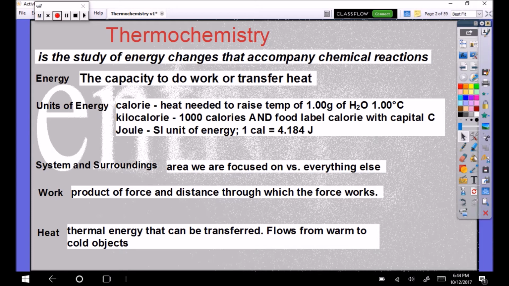And then we have heat. Heat is just thermal energy. Remember, there is a difference between heat and temperature. Temperature is a measure of the average kinetic energy, aka thermal energy. In this case, heat is just the thermal energy itself. It can be transferred and it flows from hot to cold. That part should all be review.